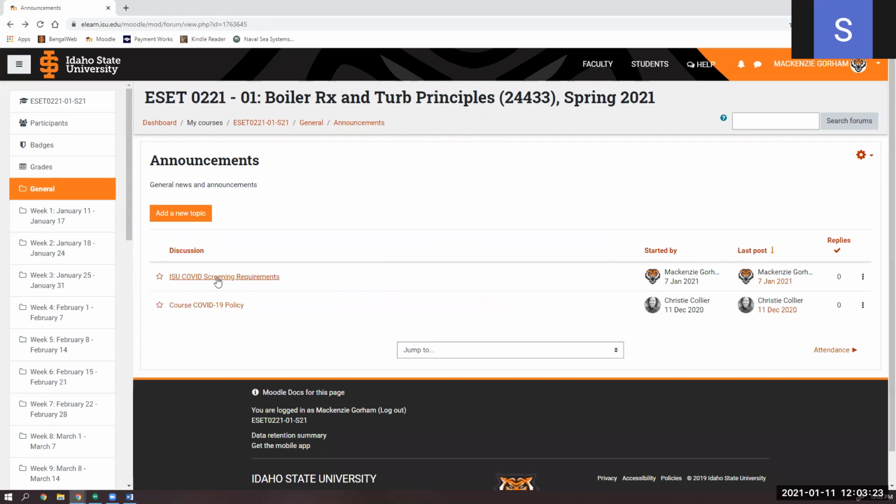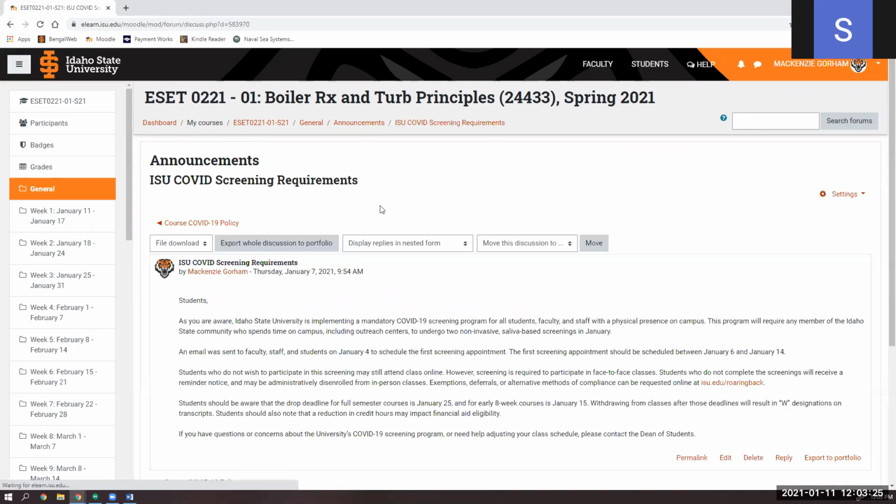And then the other announcement is this screening requirement. Did everybody get the email from ISU about having to do a screening to be in in-person classes? No? Okay. So there's a required screening program for anybody who's going to be attending in-person classes. You have to go spit in a vial and let ISU test you for COVID antibodies.